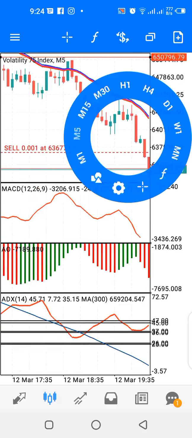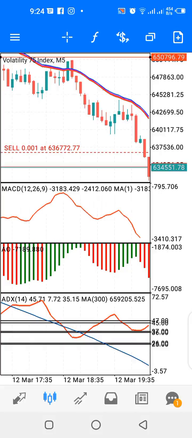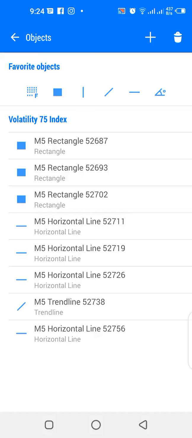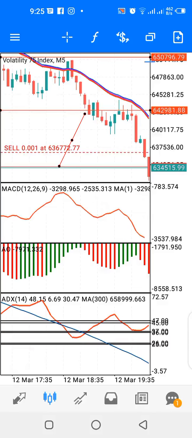Then for a sell situation, if my entry is around here and my stop loss is over there, I'll just measure the height. My take profit will be somewhere around here. So my take profit will be around this place. All right, so that's basically how to use the strategy on the main chart.